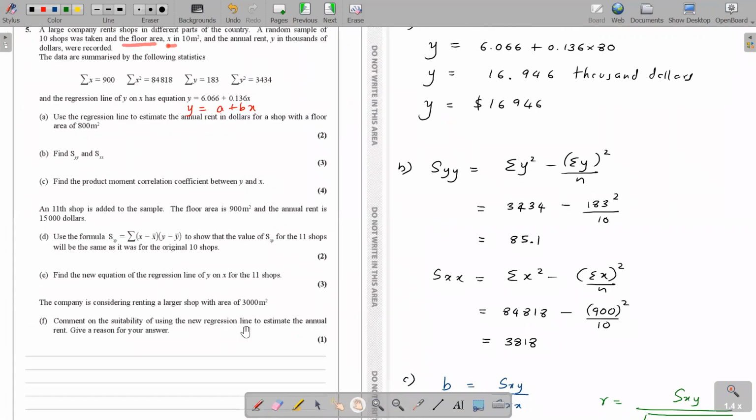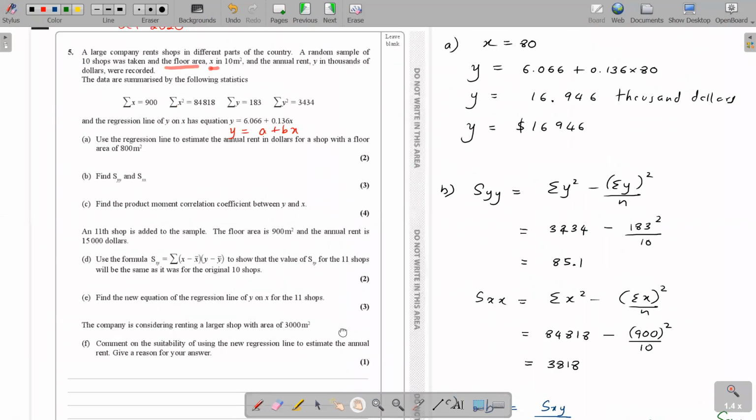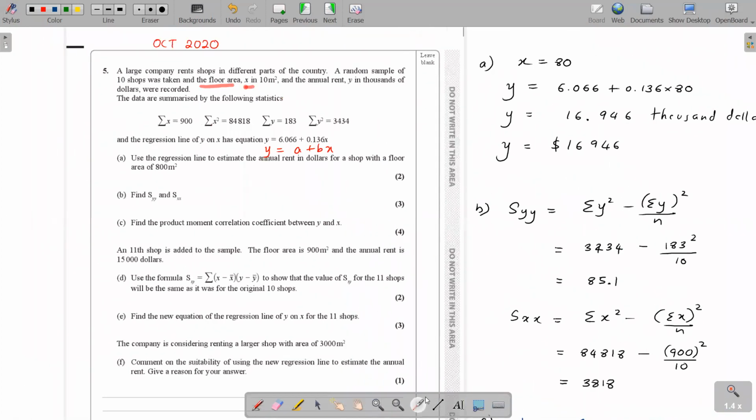Okay. So we found the product moment correlation coefficient. Now we have a new part. Look at part D. They say an 11th shop is added to the sample. You are adding another shop. So you already have 10 shops. These summary statistics were given for the 10 shops. So now we are adding the 11th shop to the sample. The floor area is 900.